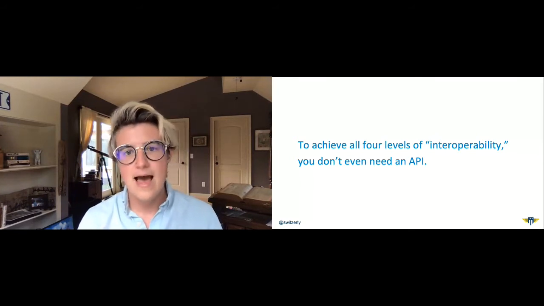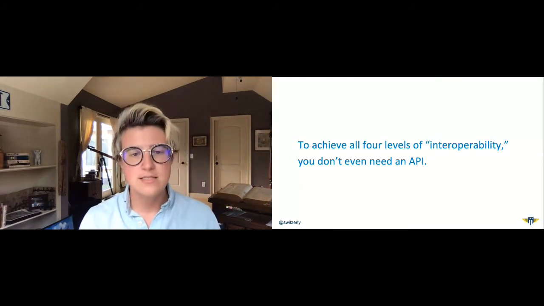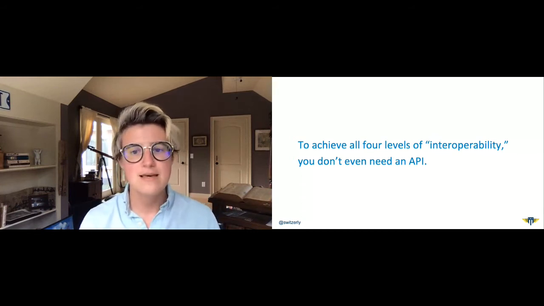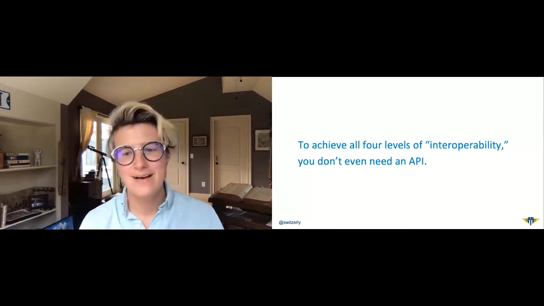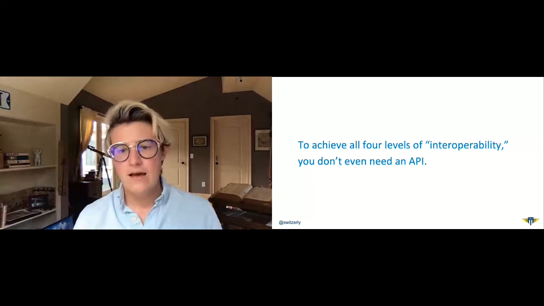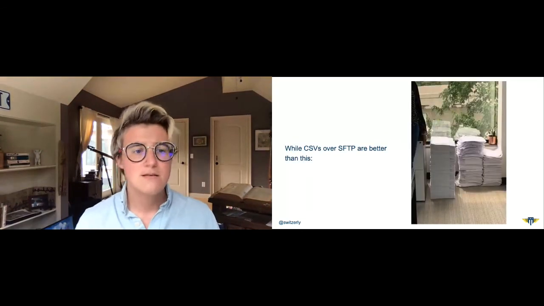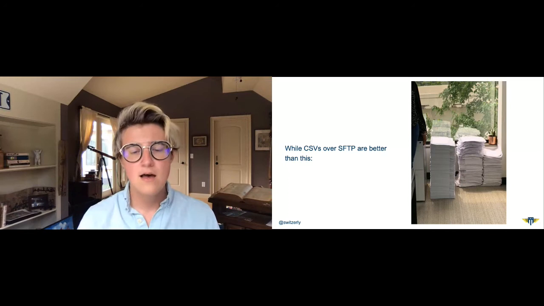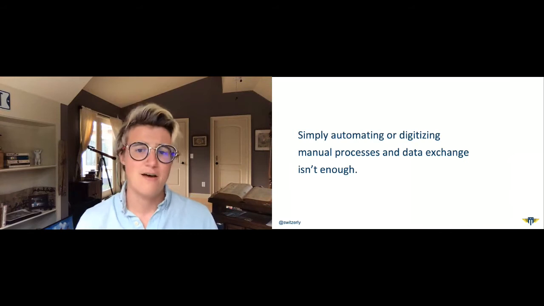And indeed, this is how most people in healthcare think about interoperability. They're not necessarily checking these boxes, but if you have standards-based CSVs being shared over SFTP and everybody's legally sharing them, then you're interoperable. And people think that that's good enough. And this is just the mentality that's everywhere. So yes, while CSVs over SFTP are better than faxing and having to hire individual people to go fax all of your clinical lab results, it's really not good enough.